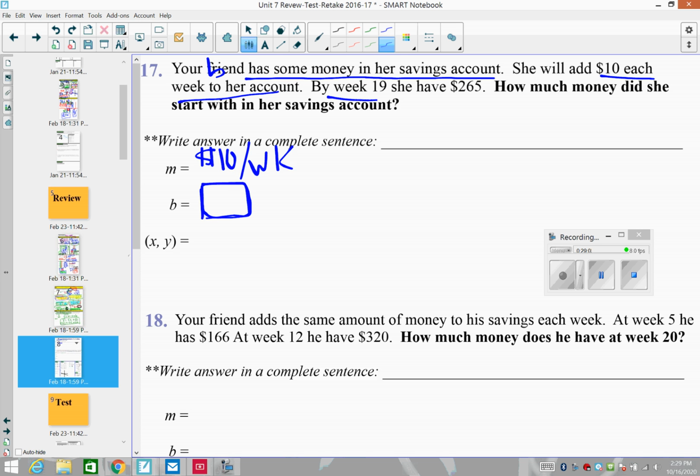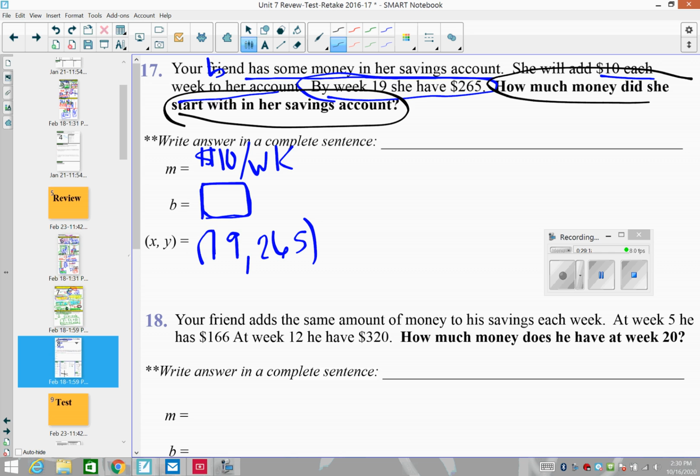By week 19, she has $265. Oh, that's a data point. Week 19, $265. Your job is to figure out how much money she had when she started. How much when you started.